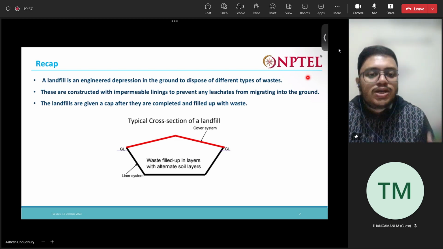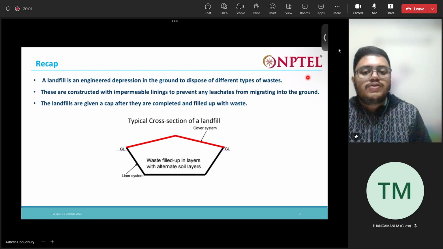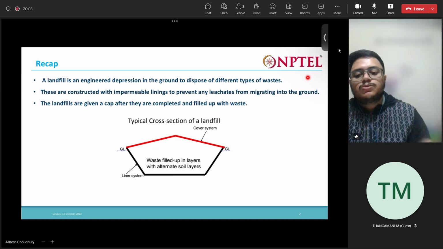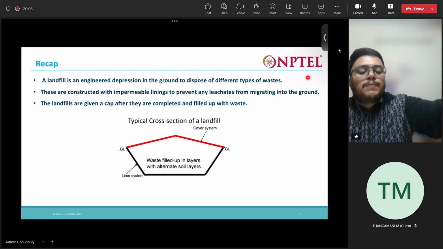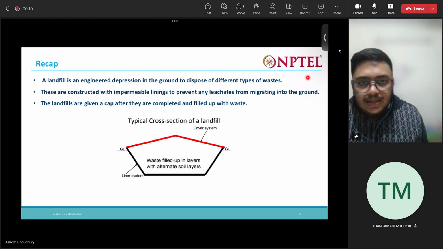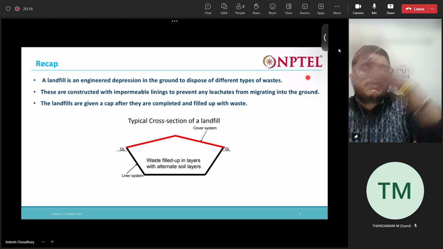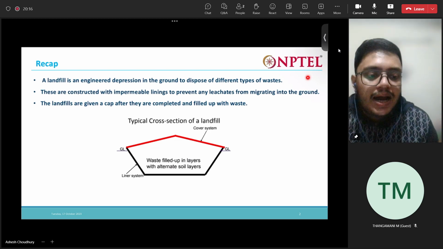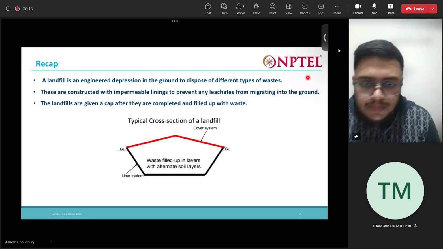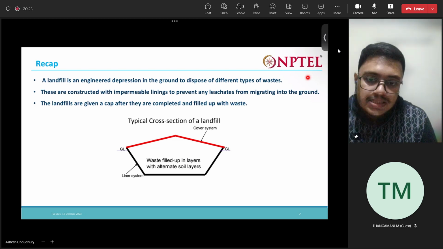So in order to reutilize the space, we can cover the landfill, then engineer that cover in such a way that above it we can refill with new soil, then plant trees, grass, everything, and use that place again, say as a park or something like that. So that is the purpose of this cover of the land.